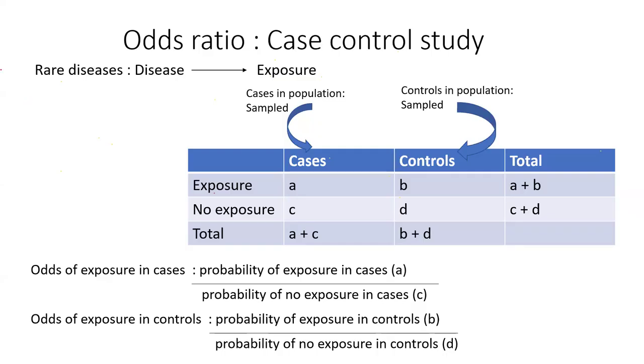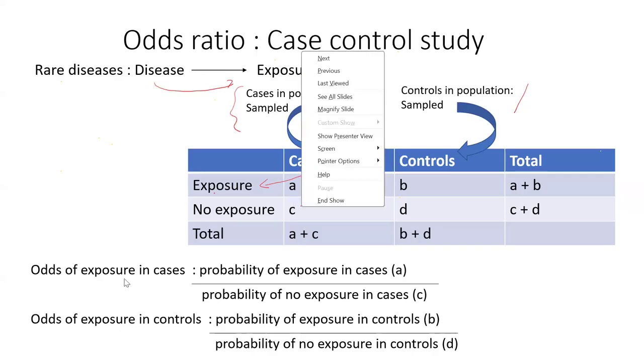So remember that these case control studies are done for rare diseases, and you are going from the disease to the exposure. These cases are sampled from the population. The controls are also coming from the population. You do not know any denominators. All you know is cases, and then you're taking a history of exposure from the cases and controls.